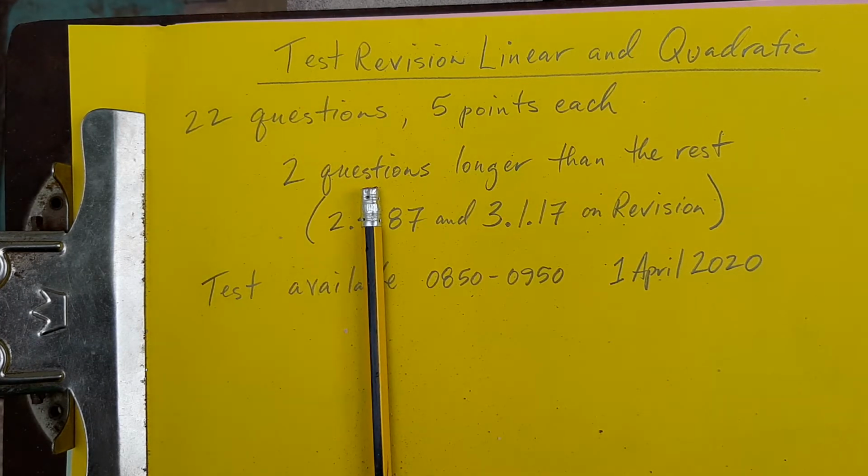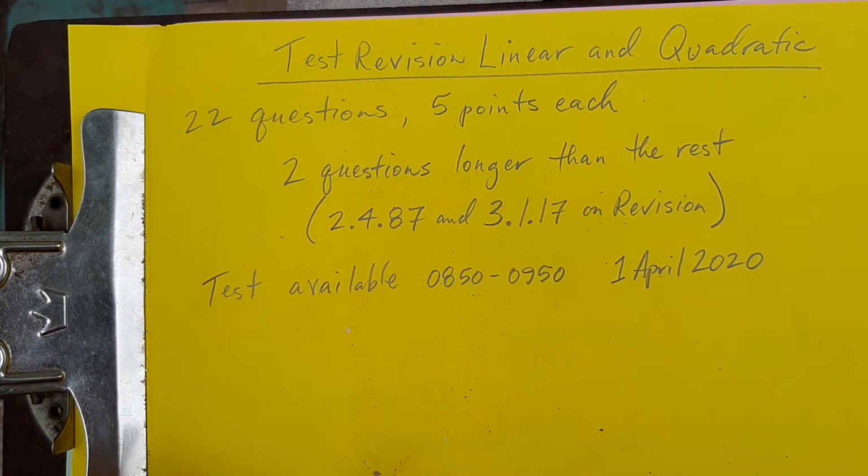Alright, got a little patio project going on. This is your test revision for linear and quadratic equations. There's going to be 22 questions, 5 points each. You can make 110 if you study a little bit and you work hard. 2 questions are longer than the rest.